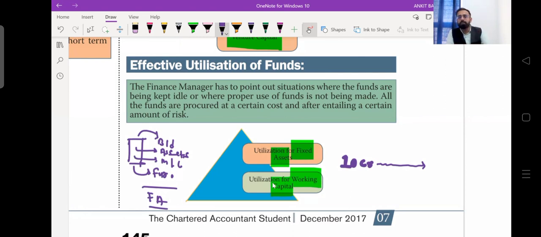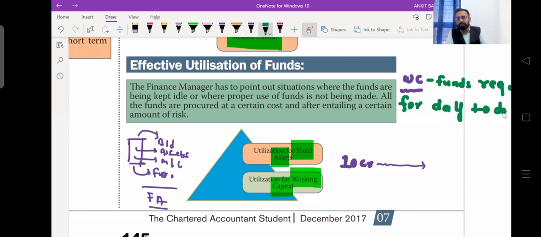Now, the second important thing is working capital. What is working capital? In detail, I won't be explaining it, but I can give you the idea of what exactly working capital is. Working capital means funds required for day-to-day running of business. This is what working capital is.